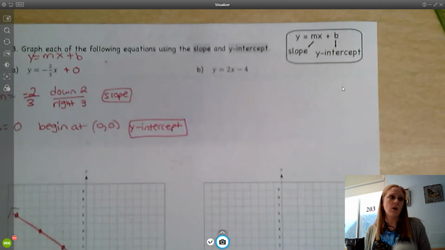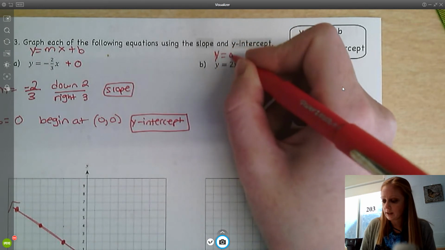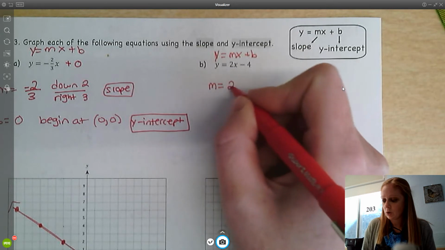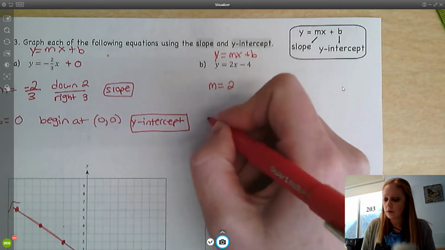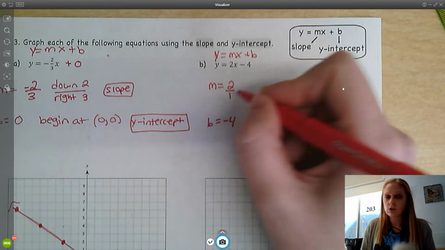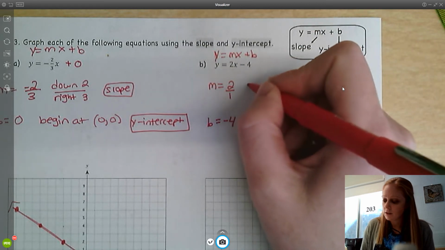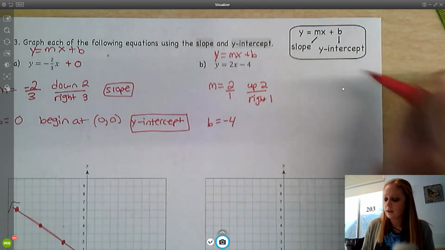All right, now let's try one that does have a b that's visible. y equals mx plus b. Our m is 2 right here. Our b is this minus 4, which we're going to represent as negative 4. Now we like to write our slope as a fraction, so we're going to put that whole number over a 1. Now it's positive, so that means we're going to be going up 2, right 1.